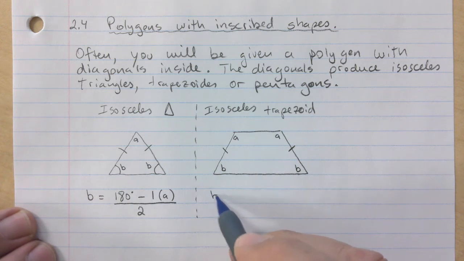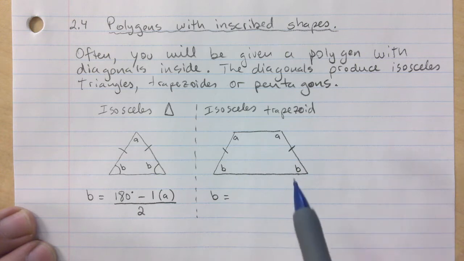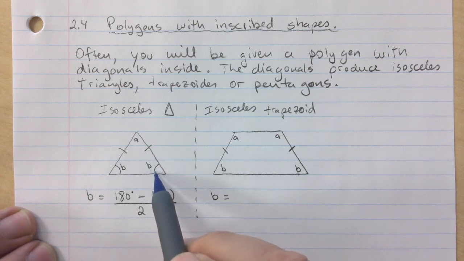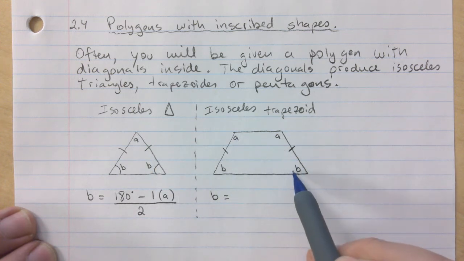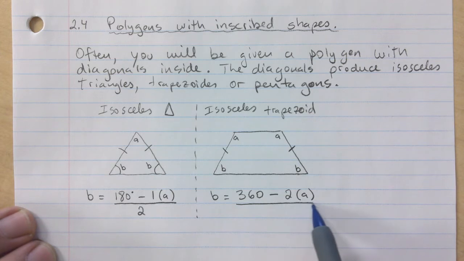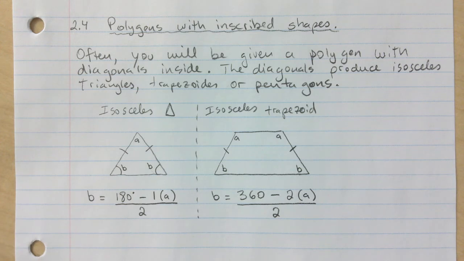So to find the base angle here, we would go with a triangle. The sum of angles in a triangle is 180, correct? The sum of angles inside a four-sided shape, quadrilaterals, is always 360, right? So we would go 360 minus 2 times A, and we will divide that by 2. Now I'm going to add something because I see a lot of mistakes being done right here.